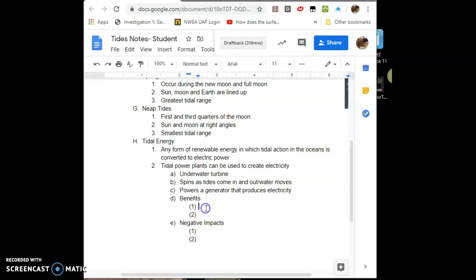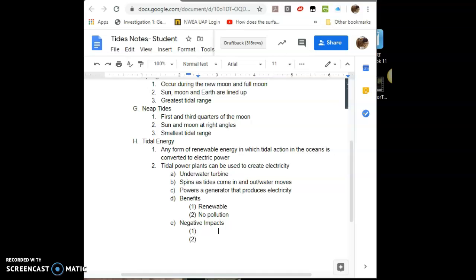There are many benefits you could have listed here. One of the main benefits of tidal power is that it's renewable, meaning you're never going to run out of it. As long as we have water and tides, you'll always have tidal power. There really isn't any pollution associated with it. I'm sure you saw various other benefits to tidal power. You could use any of them.